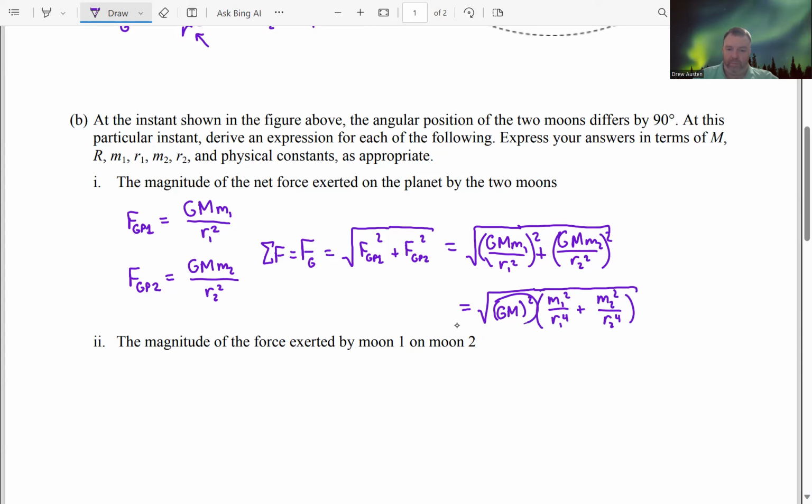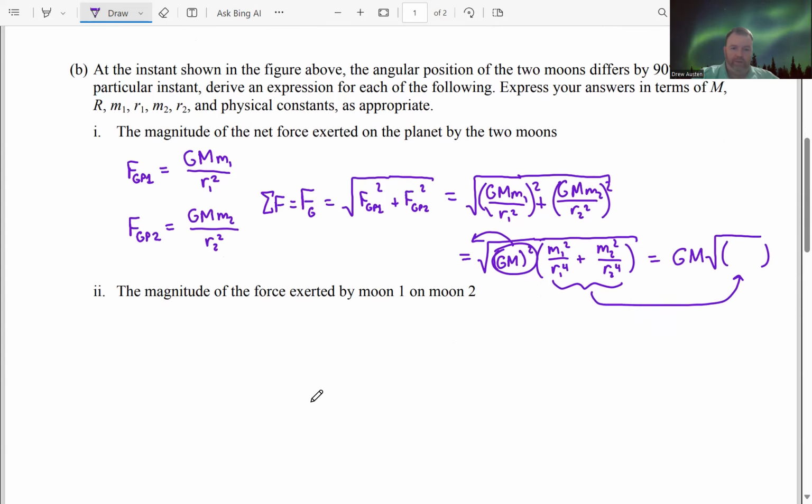And then this part right here would probably be taken outside of the square root sign, where it just becomes a big G, big M, and then all the rest of that stuff under the square root sign, all this stuff right here would basically be the same.